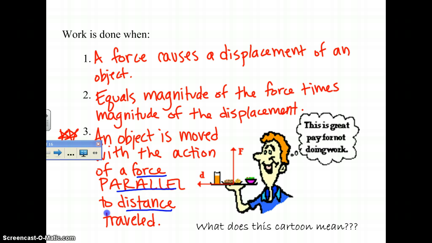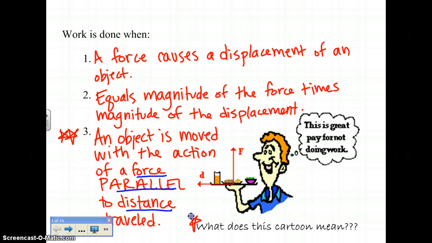So those are your key words on this. In order to say that work is being done in the physics sense, you have to have a force that moves an object parallel to its direction. So for instance, look at this server here. Let's see what this cartoon means. This server says, wow, this is great pay for doing no work. That must be a physics major, right?